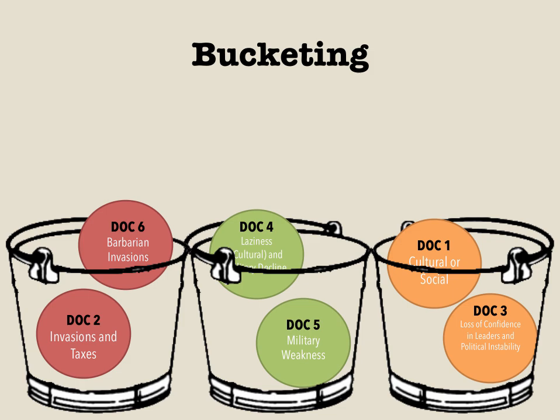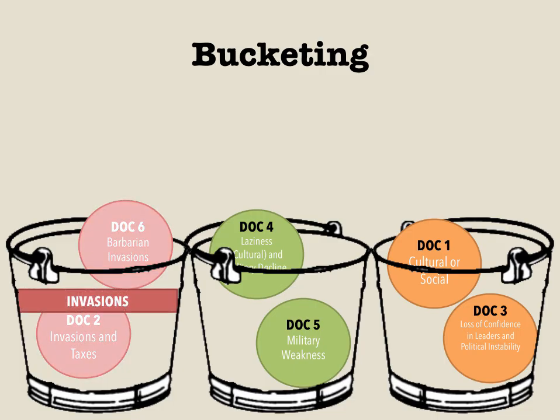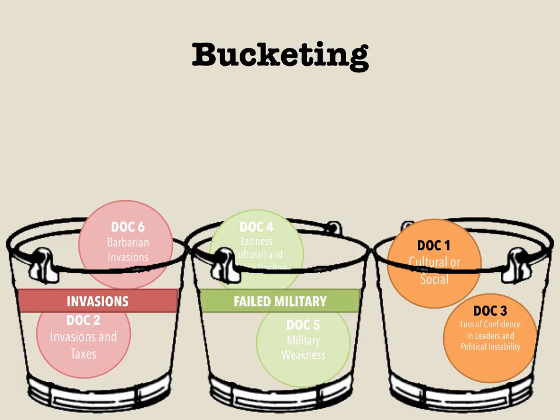Now that I've got my documents in buckets, it's time to label the buckets. Go for something simple here. 1 or 2 word labels are probably best. My first bucket can be labeled Invasions. The second one, Failed Military. And the third, Cultural Decline.